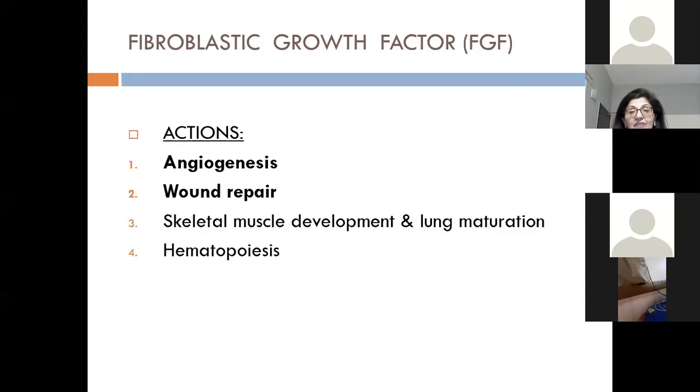Fibroblast growth factor, FGF, has actions in angiogenesis and wound repair. Fibroblast growth factor is going to proliferate fibroblasts and cause collagen formation and wound repair. Apart from that, it also causes skeletal muscle development, lung maturation, and hematopoiesis. So these are minor functions, but the main function will be in wound repair and angiogenesis.